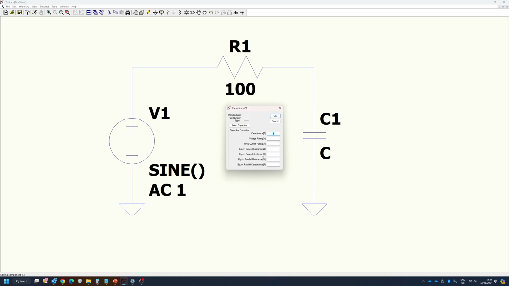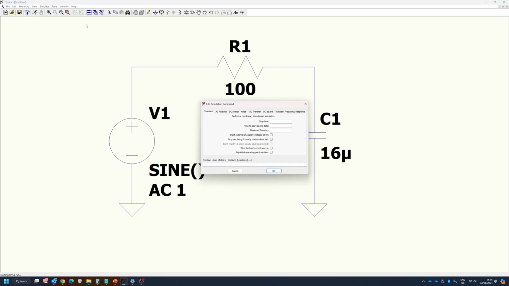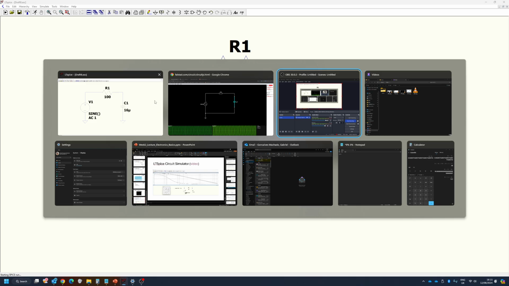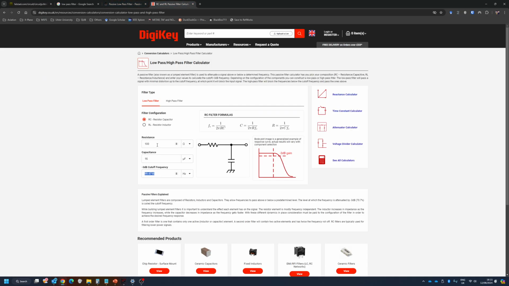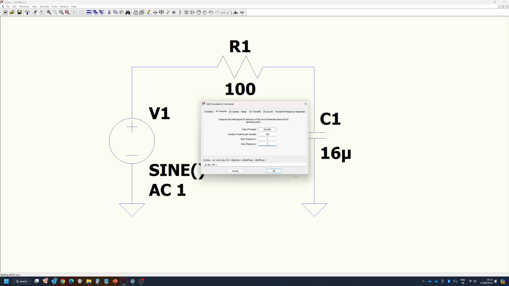And the capacitance was about 16 microfarad. And we should do an AC analysis. So let's go here, AC analysis, type of sweep decade, number of points per decade, let's put 100, and start frequency, let's start at 1 hertz. And we know that at 16 microfarad and 100 ohms, our cutoff frequency is about 100 hertz. So if I simulate until 1 kilohertz, we should see that dip.